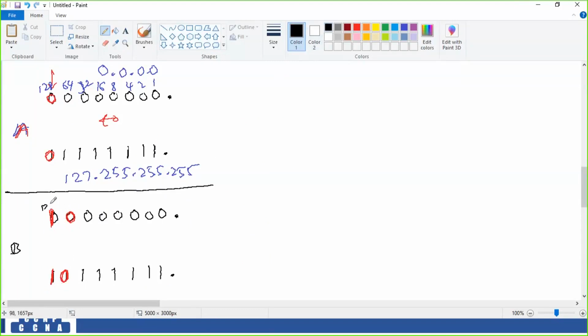What is the first bit value? 128. It is on now, so 128 is the value, and the remaining are off. If all are on, the value is 255. But actually the second bit is off, which is 64, so minus 64. What is the value? 191. So the range is 128 to 191.